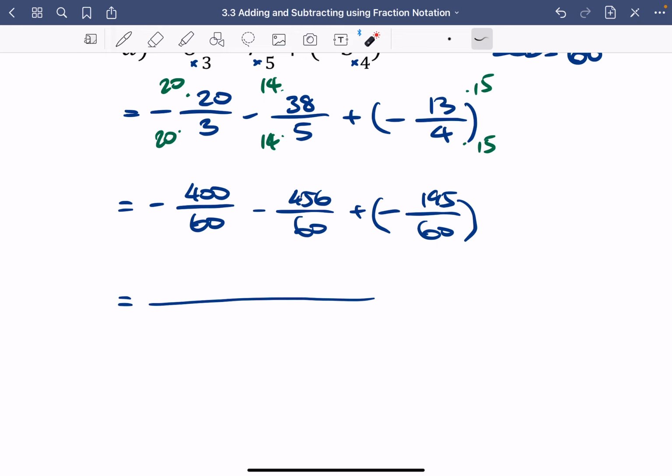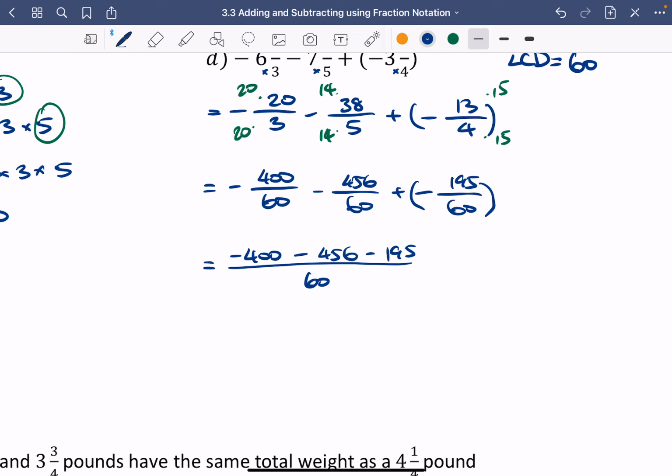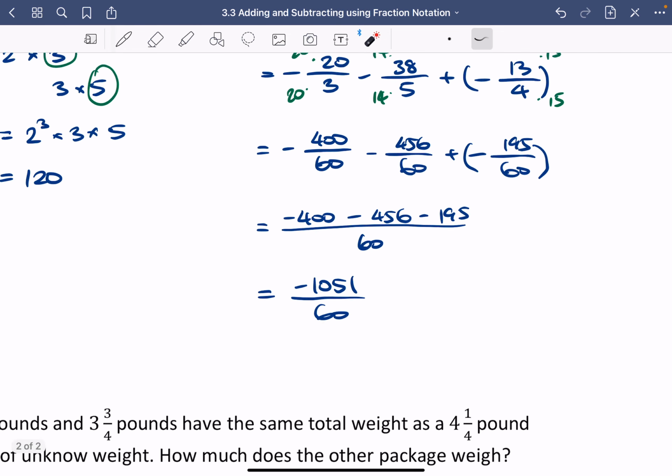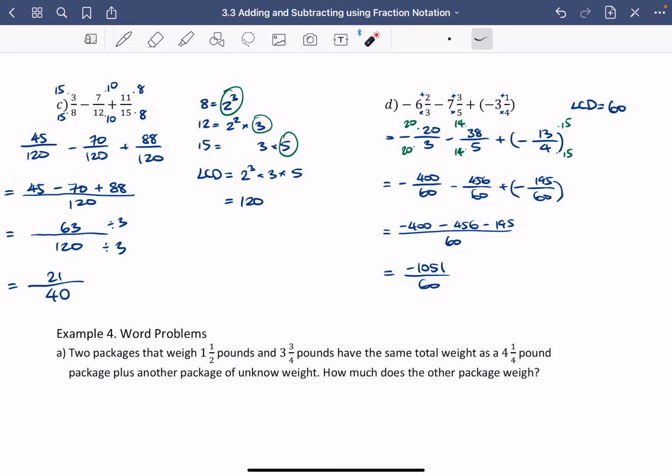So now all of them have the same denominators. We can combine them. So that would be negative 400 minus 456 plus minus, which is just minus plus a negative, so minus 195. And so all of these together will be negative 1051. You can do your calculation aside. So that would be negative 1051 over 60.